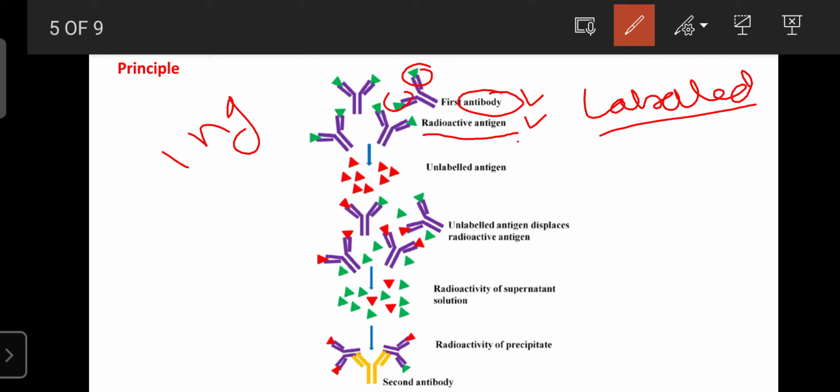If the patient is suffering from the disease, then definitely that patient has the antigen, and that antigen can replace the radioactive antigen. When the patient's antigen is attached, the concentration of radioactive antigen decreases. That reflects the amount of antigen present. If more antigen is present, the radioactive antigen decreases more. So instead of 1 nanogram, it can give a result of 0.01 nanogram if the disease is severe.